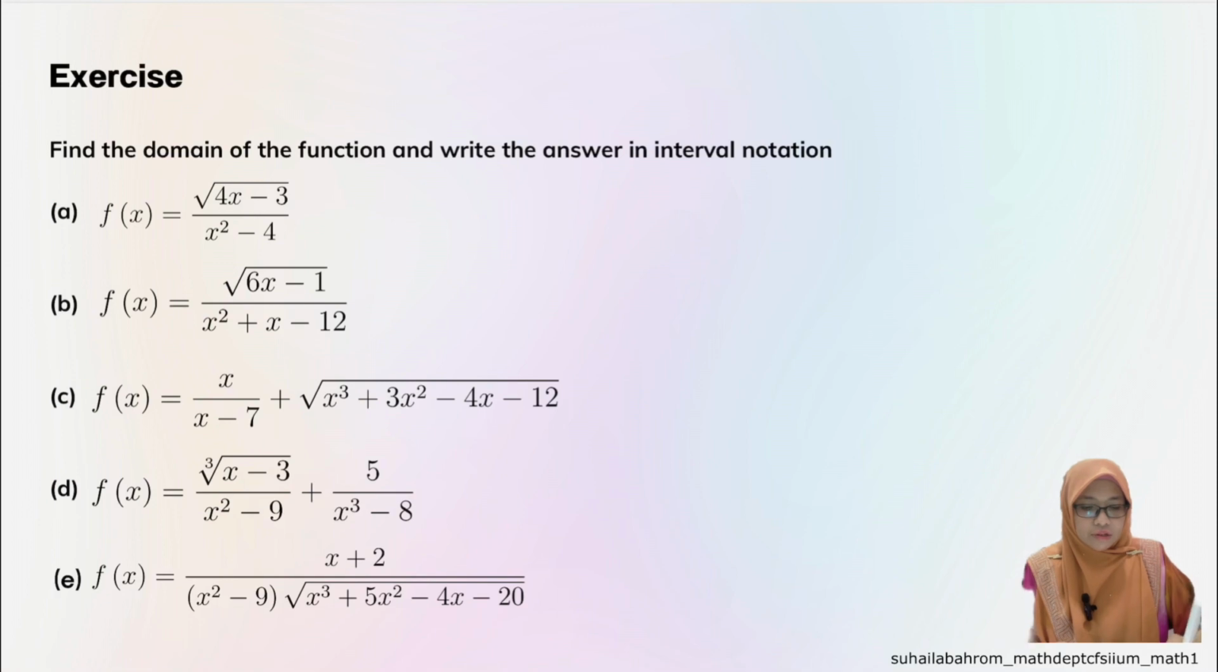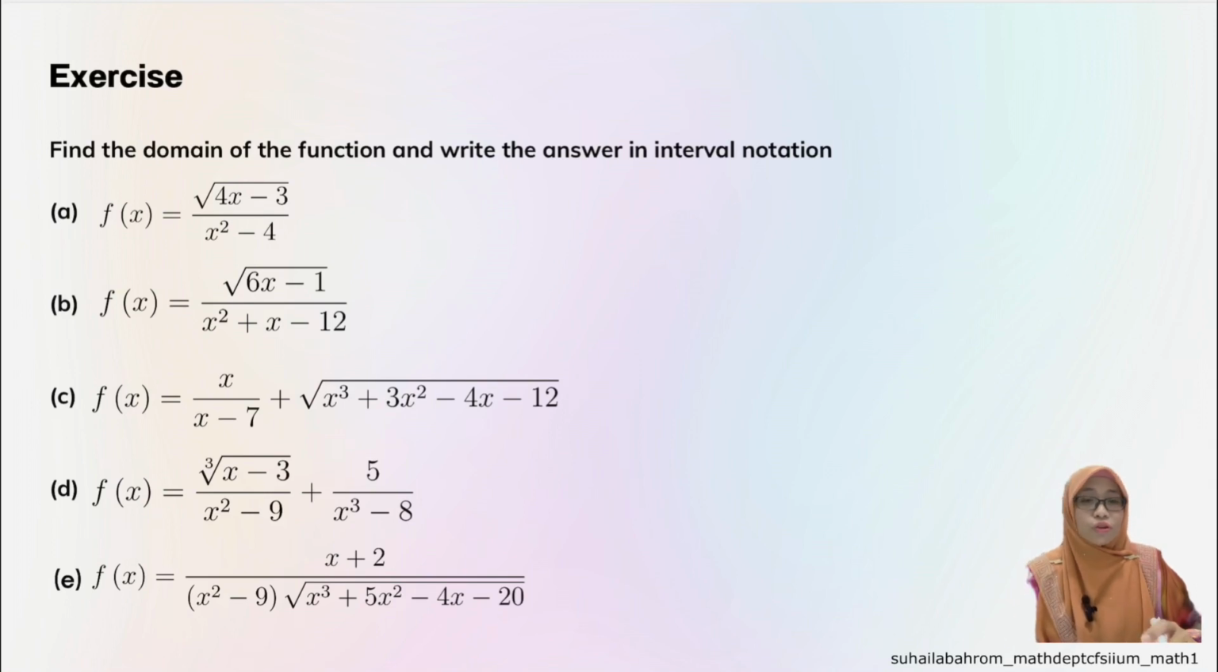Okay, now let's look at today's exercise. Find the domain of a function and write the final answer in interval notation. For example, we have f(x) equals square root of 4x minus 3 over x squared minus 4. Since in the previous slide I already gave you examples of how to find the domain for each function separately, in this exercise I will give you a combined question directly, which is quite difficult.